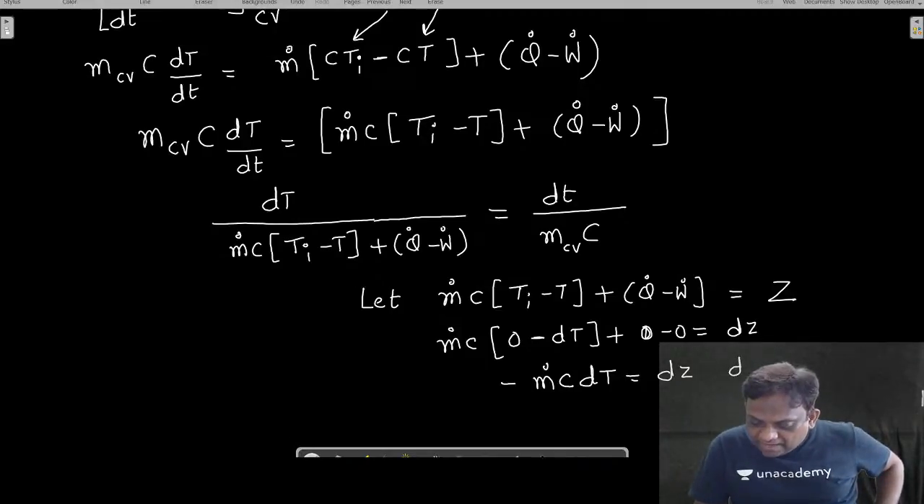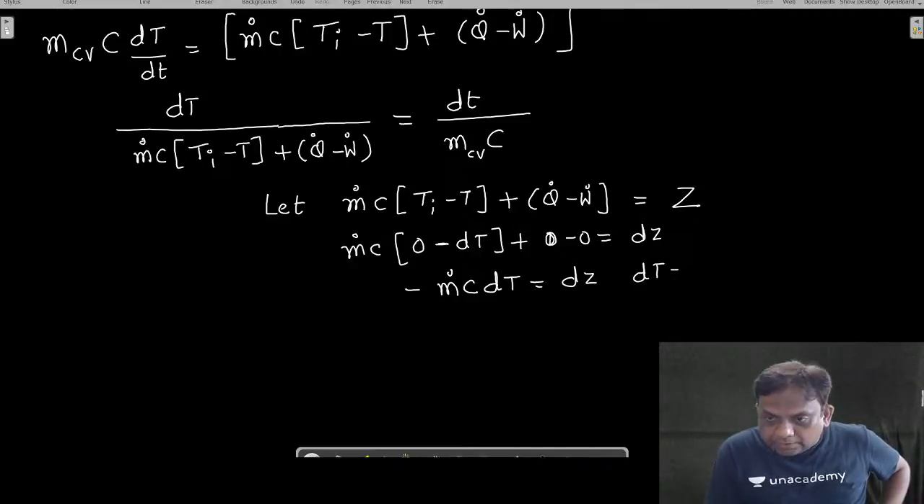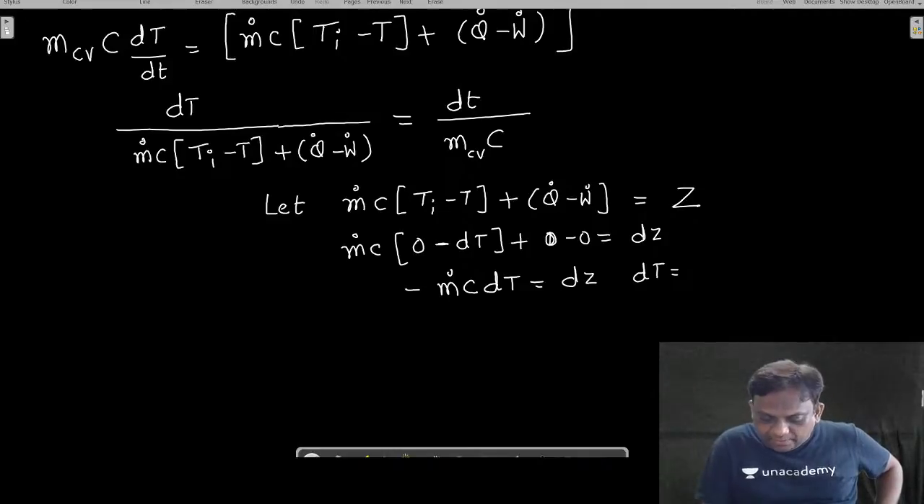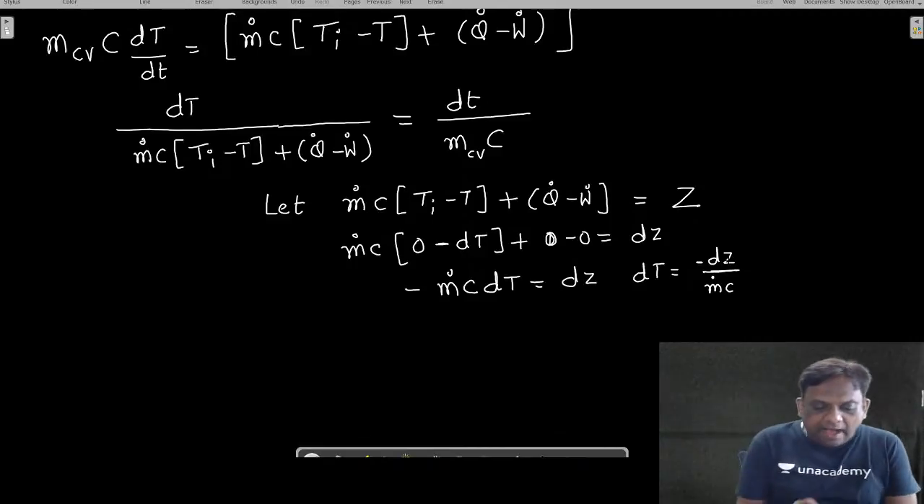So what will be the value of this dT? dT will be equal to minus dZ by m dot c. Correct? Okay, no problem at all. Wonderful, my dear students. Now we will put this here.